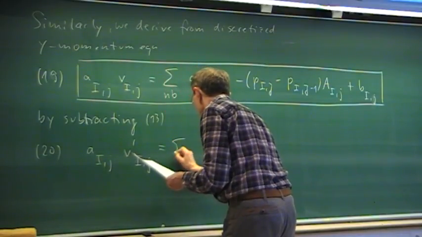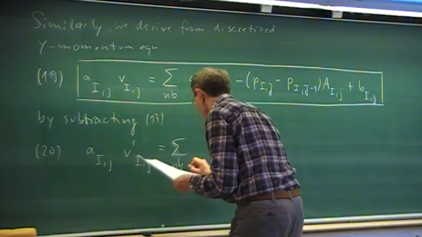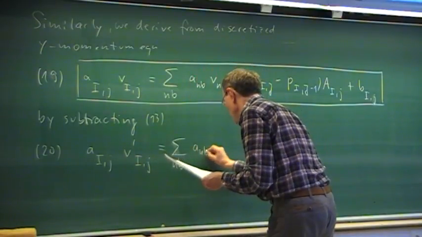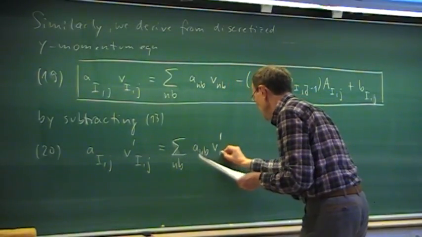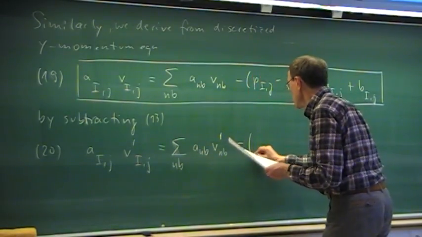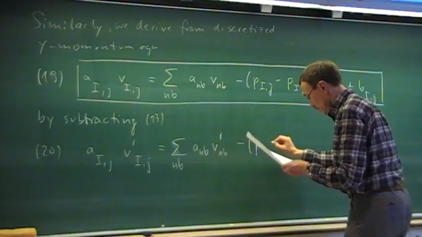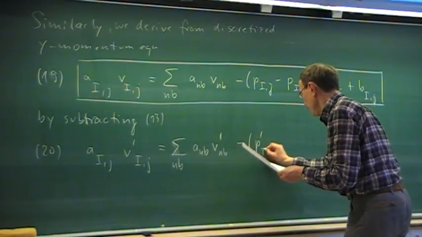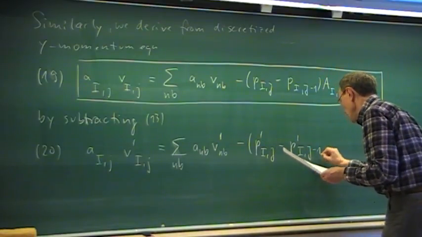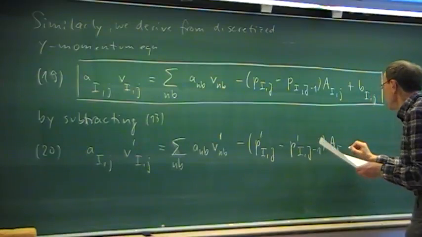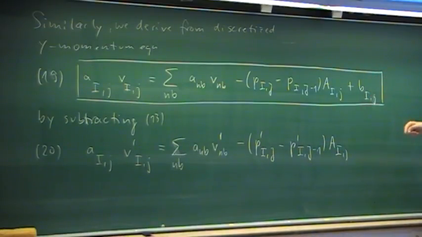That is equal to the sum of all the neighbors, same coefficients for the neighbors, but now we have the velocity corrections, the v prime at the neighboring nodes, minus the pressure correction, the p prime at ij minus p prime at ij minus 1 times the area that we have there. And since that is the same for both the preliminary and the correct discretized y momentum equation, that source term does not appear here.